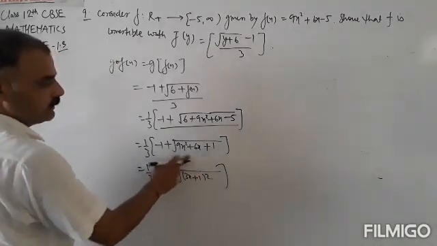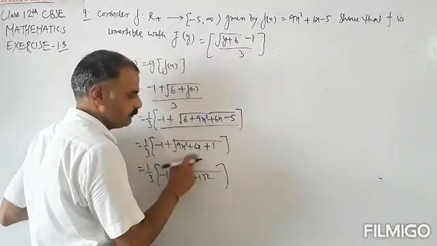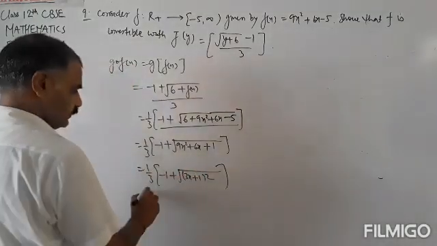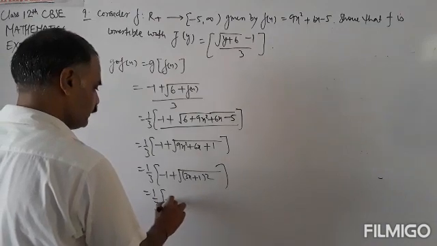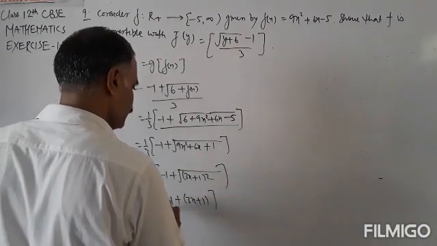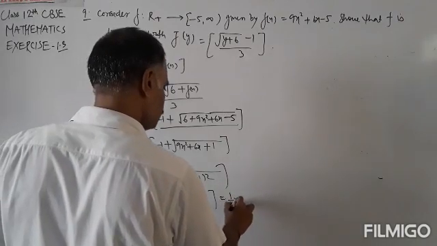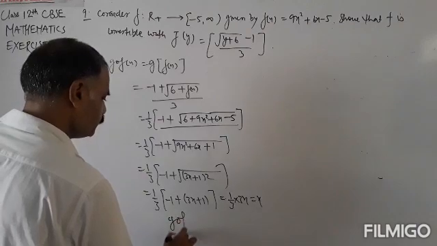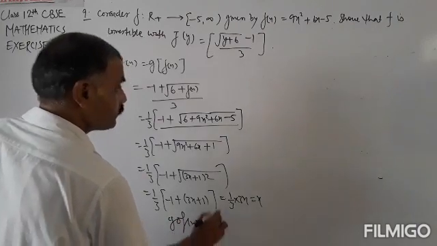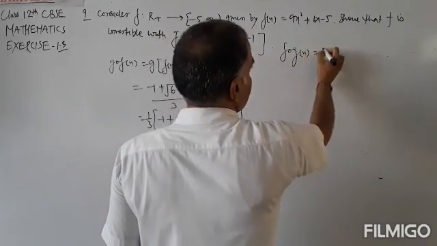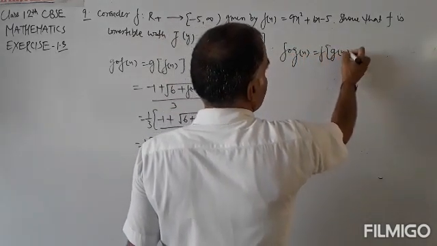Okay, this is a quadratic expression, which after squaring becomes (3x plus 1) square. So this is equal to 1/3 times (-1 plus 3x plus 1). The 1 will cancel the 1, so 1/3 into 3x equals x. Okay, so gof of x equals x. Now fog of x, that is f of g(x).